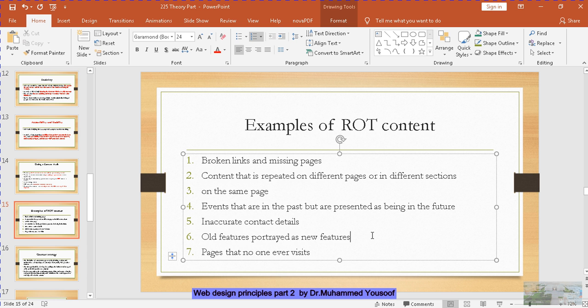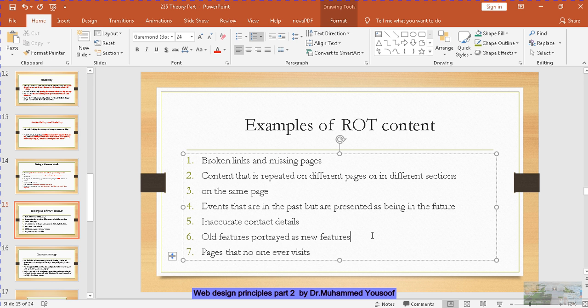Broken links. No link is there. If you click on it, the page cannot be displayed. There is something on the page, but there is no connection to that particular link. So this is an example of ROT content. Then, outdated content. We don't need it now.